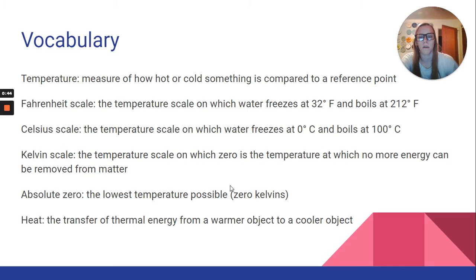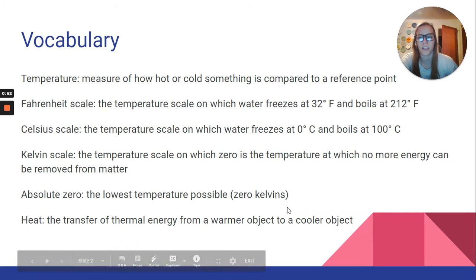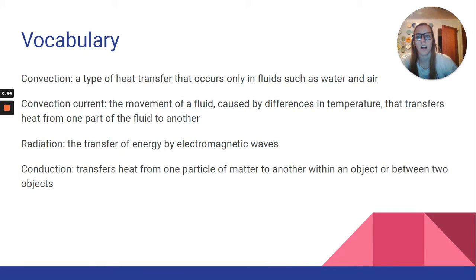Absolute 0 is the lowest temperature possible, and it equals 0 kelvins. Heat is the transfer of thermal energy from a warmer object to a cooler object. Convection is a type of heat transfer that occurs only in fluids such as water and air. A convection current is the movement of a fluid caused by differences in temperature that transfers heat from one part of the fluid to another.